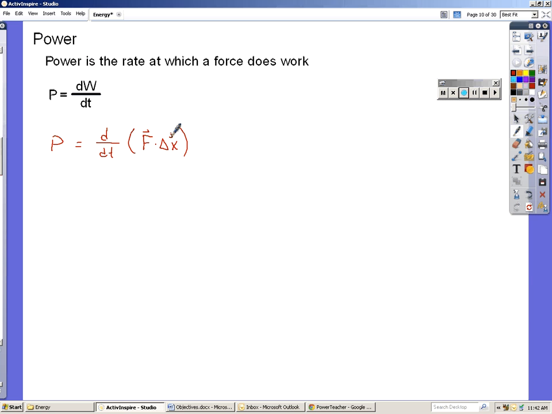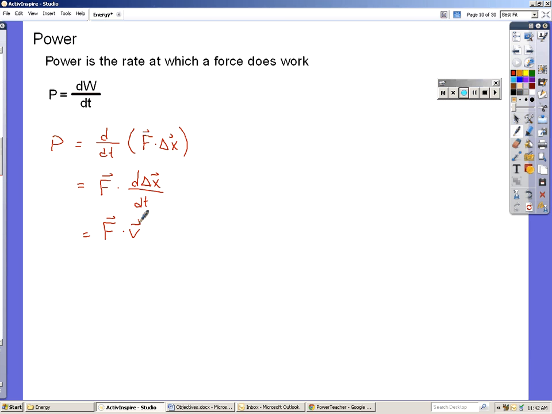if you take the derivative of this, we're going to assume that the force is constant in time. So the force comes out the front, and we've got the derivative of displacement. But what is that? Well, that's velocity. So another expression for the power is the dot product of force and velocity.